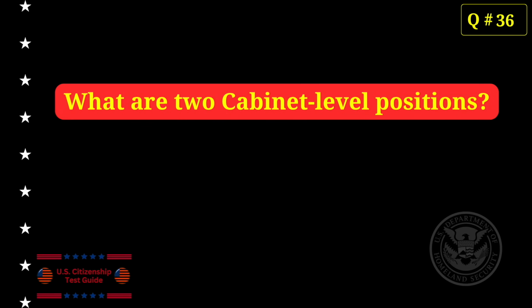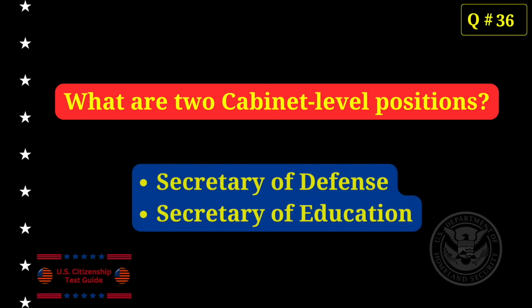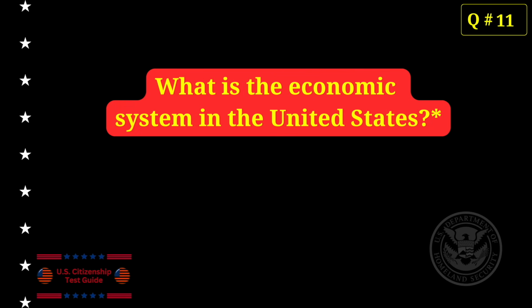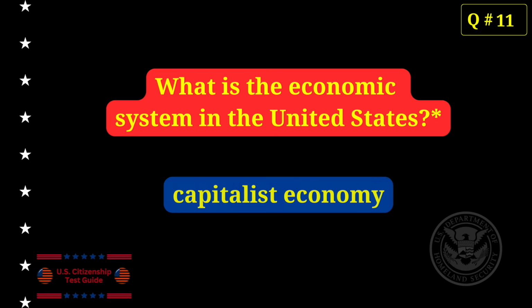What are two cabinet-level positions? Secretary of Defense. Secretary of Education. What is the economic system in the United States? Capitalist economy.